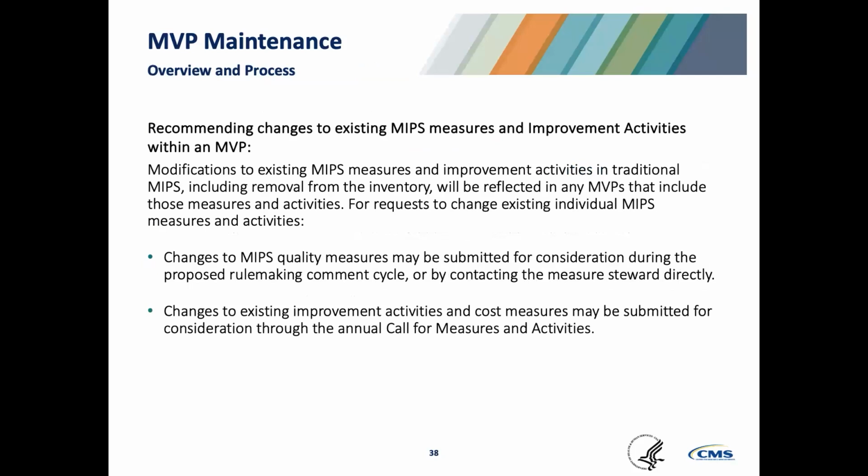Recommending changes to existing MIPS measures and improvement activities with an MVP. Any of these modifications to existing MIPS measures and improvement activities in traditional MIPS, including removal from the inventory, will be reflected in any MVPs that include those measures and activities. For requests to change existing individual MIPS measures and activities, please note the following. Changes to MIPS quality measures may be submitted for consideration during the proposed rulemaking comment cycle or by contacting the measure steward directly. Changes to existing improvement activities and cost measures may be submitted for consideration through the annual call for measures and activities.